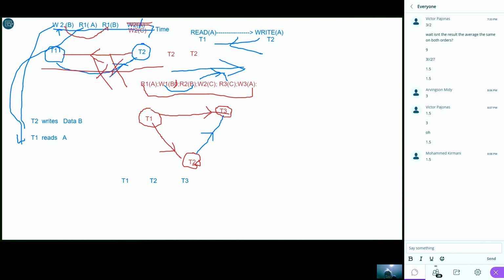Well, let's see. In here, T1 should be first, then T3. T1 is first, then T3. T1 first, then T2. Over here, again, T1 first, then T3. T1 first, then T2. Both of these are valid serial schedules. Does everybody understand that? Why?